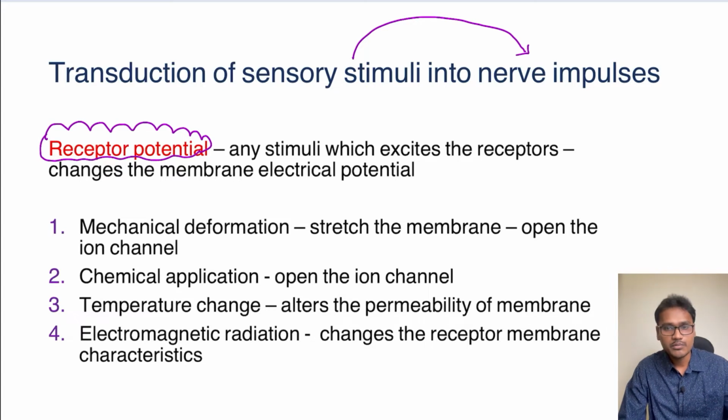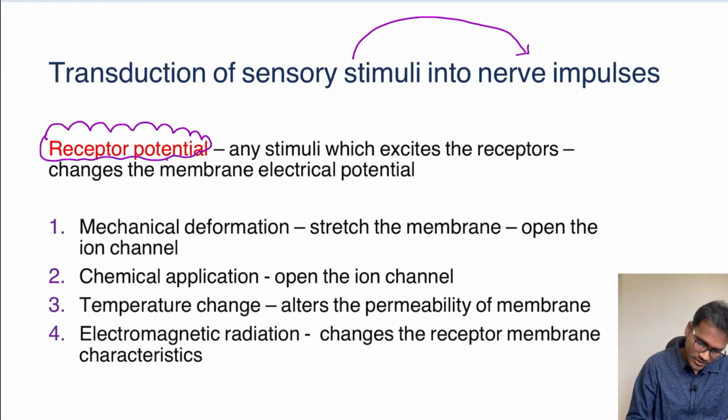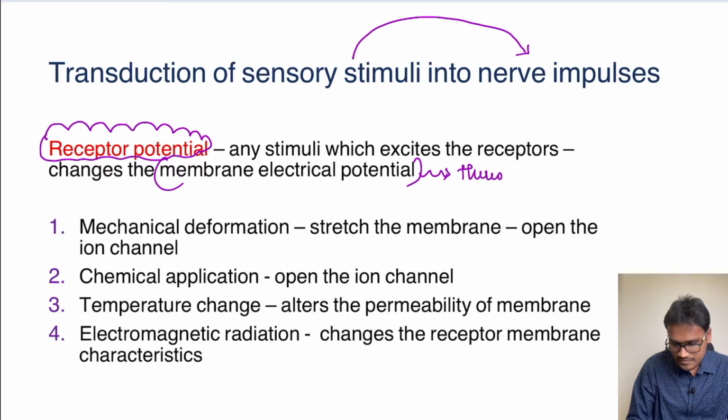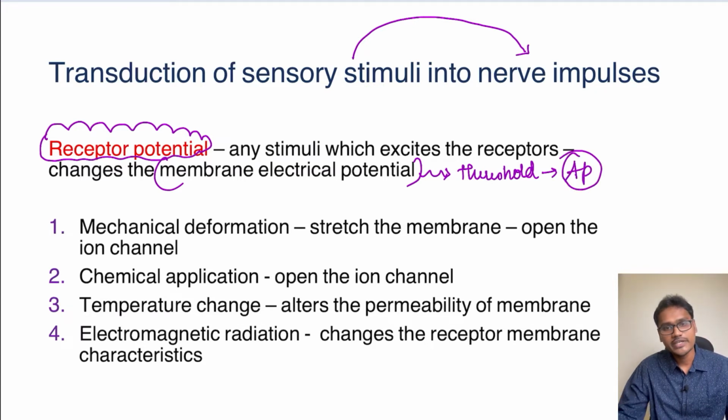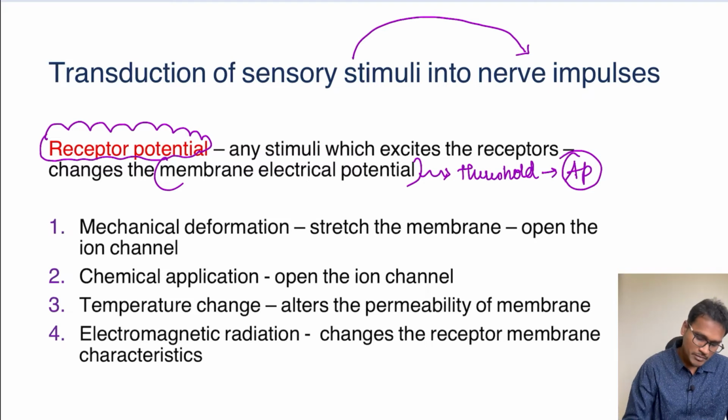What is this receptor potential? Whenever any stimulus excites these receptors, it changes the membrane electrical potential, and when this potential reaches a threshold, an action potential will develop. This action potential can be carried by the nerves to the central nervous system or the brain to perceive the particular sensation. This can happen by 4 mechanisms.